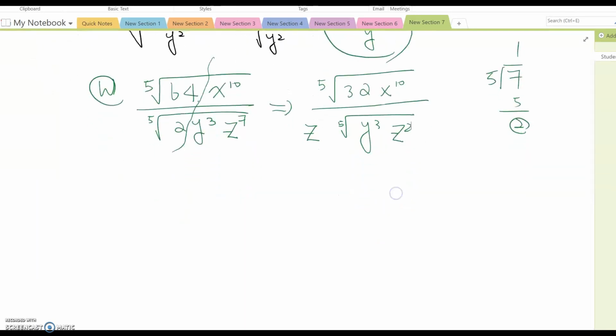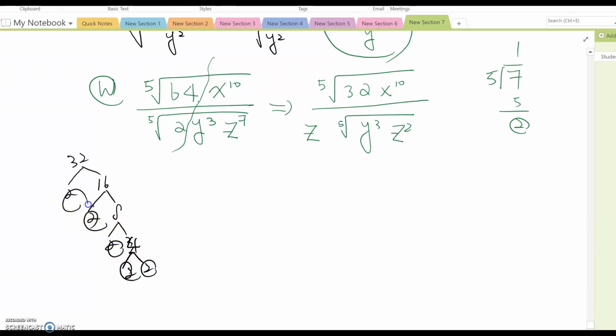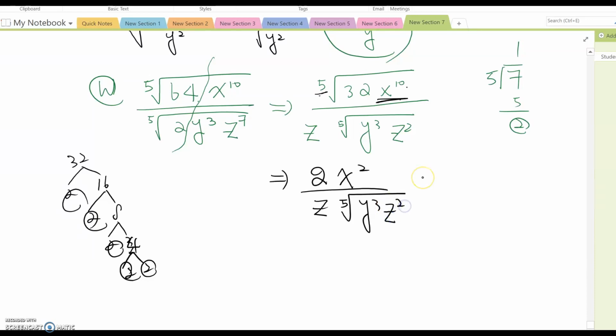Now let's try to simplify. 32 means 2 times 16, 2 times 8, 2 times 4, and 2 times 2. So 1, 2, 3, 4, 5, and then match with this number. So you can rewrite this as 2, and x to the 10th, 10 divided by 5 is evenly 2, so x squared over z times the fifth root of y cubed z squared.